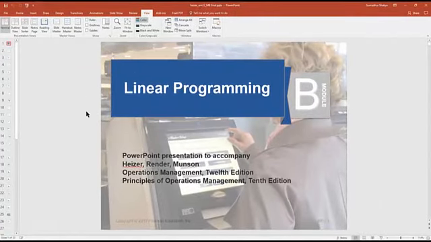Today we'll be covering linear programming, module B in the textbook Principles of Operations Management, 12th edition, by Heizer and Munson. The first thing we need to know is that linear programming is a widely used methodology that operations managers use to plan and allocate scarce resources, either to maximize the profit or minimize the cost.